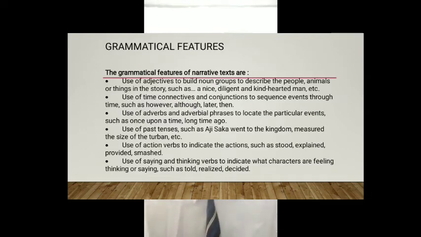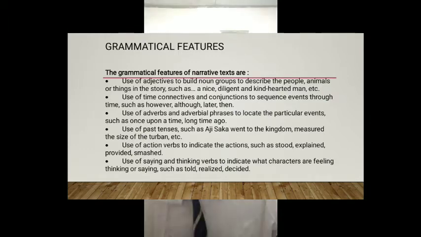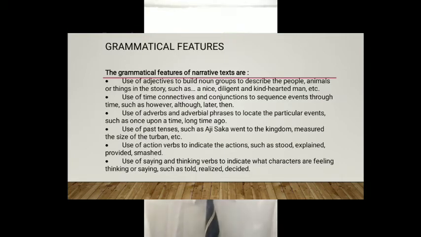The next grammatical feature is using the past tense, such as Ajisaka went to the kingdom, measured the size of the urban, and etc. The past tense, from the word go, going, went. So it uses the verb 3. Yeah, the past tense. For example, Ajisaka went to the kingdom, something like that.